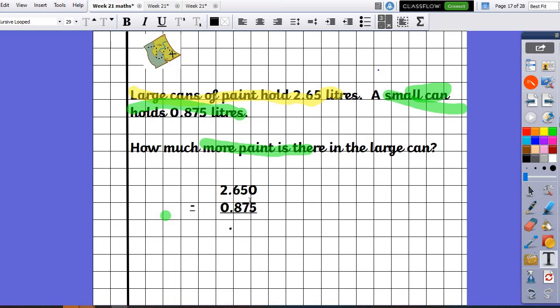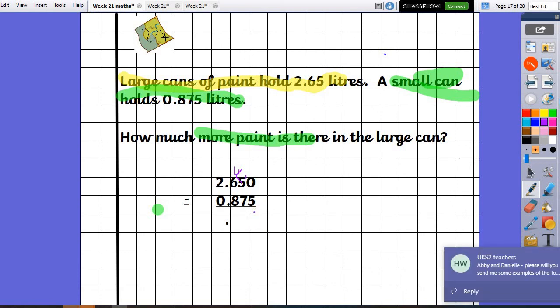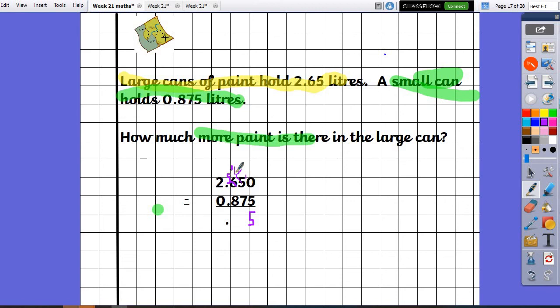Okay, so 0 take away 5, can't do. So that becomes a 4, and that becomes a 1. So 10 take away 5 becomes a 5. Okay. 4 take away 7 can't do. That becomes a 5 and that becomes 14. 14 take away 7 is 7.